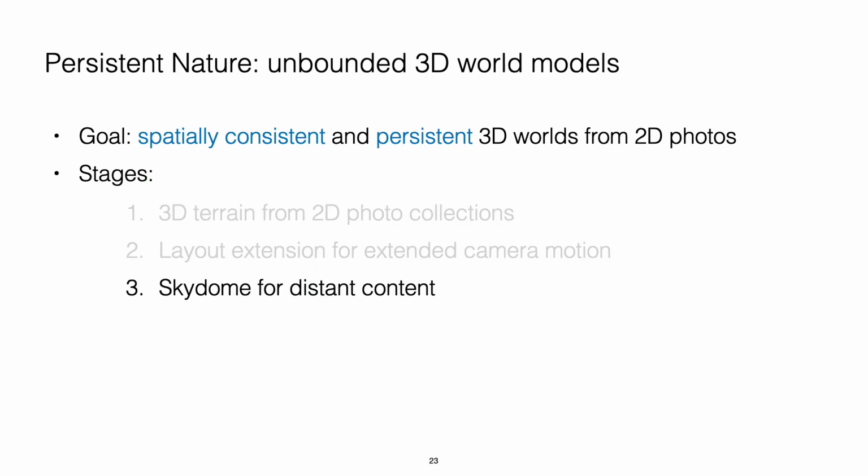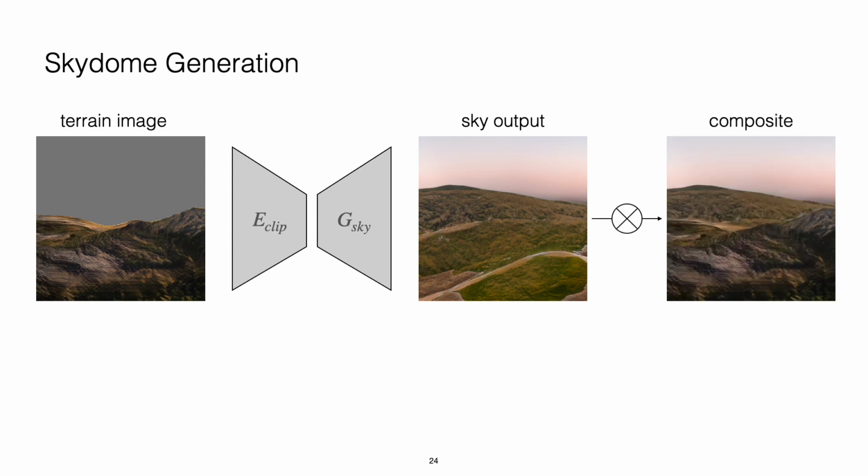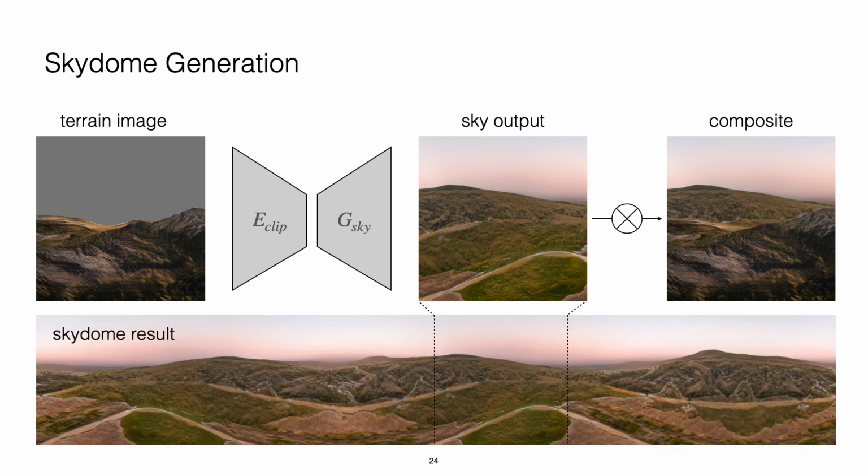Now let's look at how to handle distant content. We train a Skydome generator that takes in a frame of the terrain image and encodes it using a pre-trained image encoder. These features are decoded using a sky generator, which produces output representing the sky and faraway mountains. The generator is trained so that overlaying the terrain on the sky produces a realistic image. But it is also coordinate conditioned, so the coordinates can be unraveled to obtain a 360-degree result.